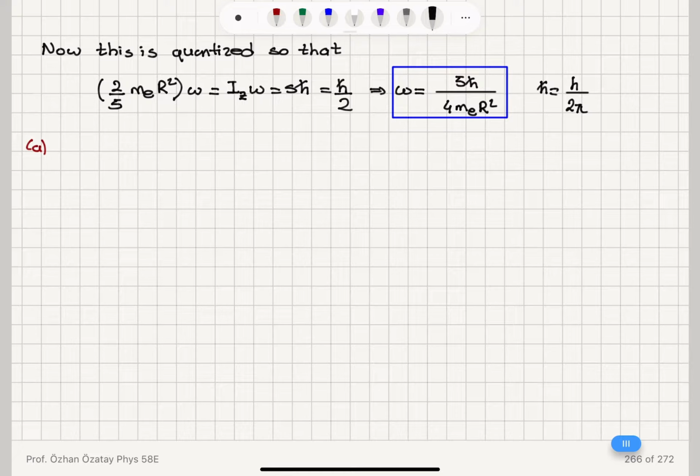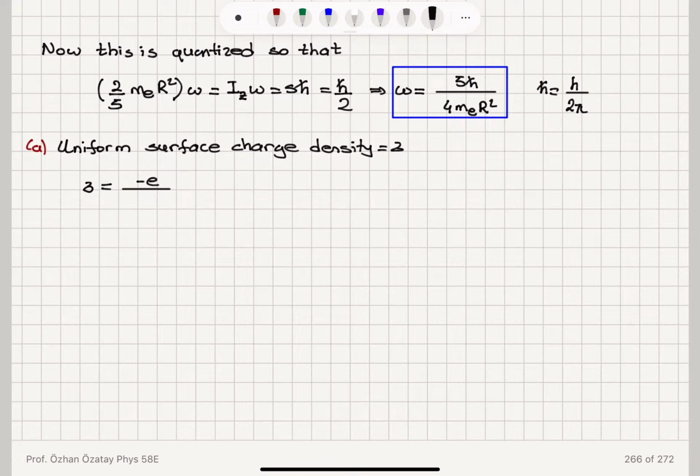Okay, so the uniform surface charge density I'm going to call sigma. The electron charge is minus e, and this will be distributed over the surface of the sphere. The surface area of a sphere is 4 pi capital R squared. Then we can calculate the charge on an area element.